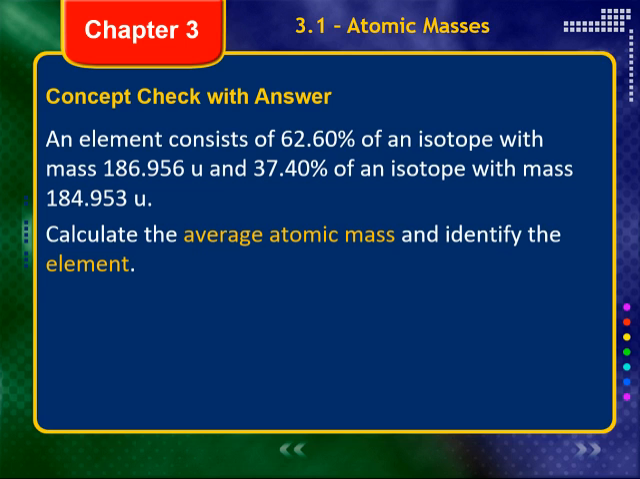So using the same process, converting those percentages into decimals and simply multiplying by the mass of that particular isotope, adding those together, I'm going to come up with 186.2 AMU. Now, what is this element? Looking on the periodic table, you're going to find that this is rhenium, Re.